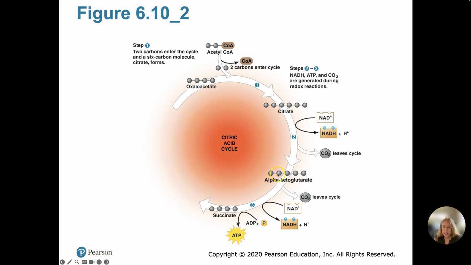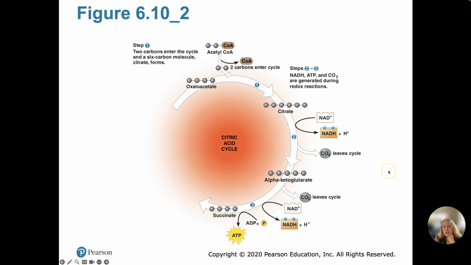Alpha ketoglutarate is a 5-carbon molecule, but notice our next carbon molecule is a 4-carbon molecule, succinate. This means alpha ketoglutarate is going to lose a carbon, and we see that right here with CO2 leaving the cycle. So there's 2 points where CO2 leaves the cycle, here and here. In step 3, NAD+ is again reduced to NADH. So that happened up here for 1 NADH molecule. Now we have 2 NADH molecules because that happened again.